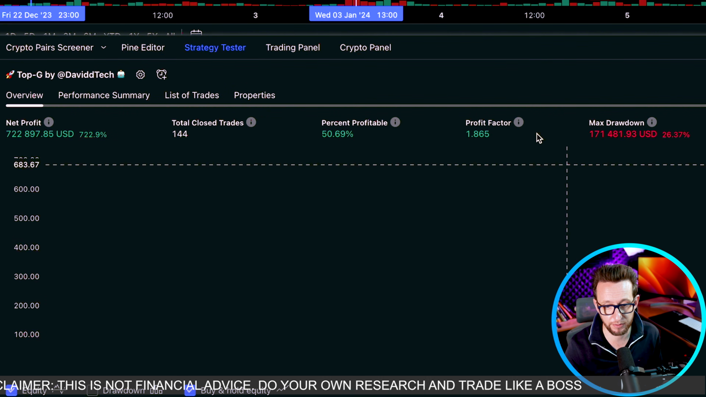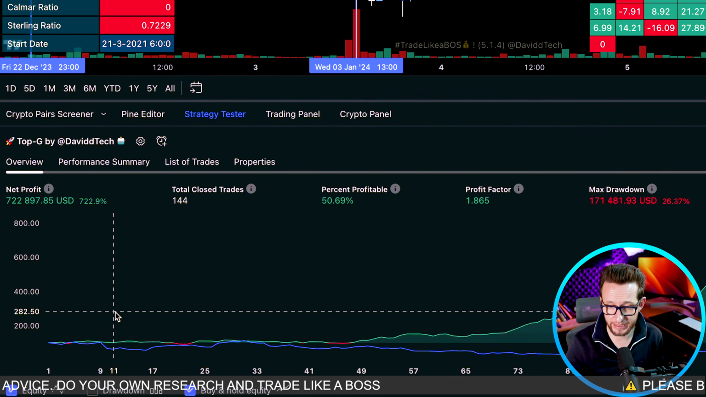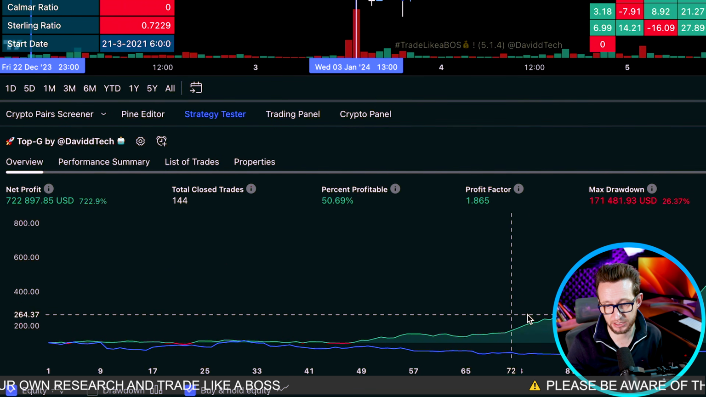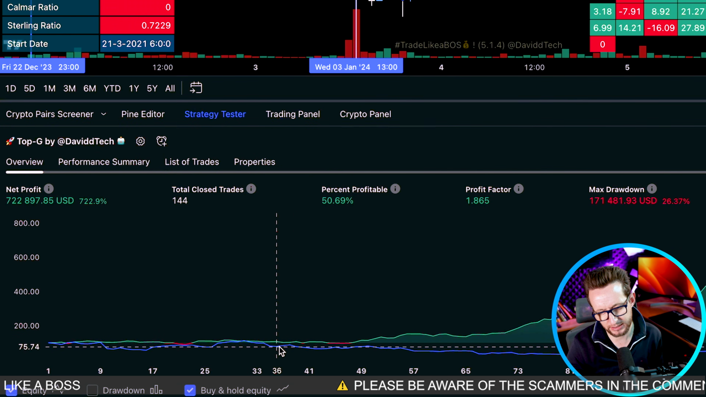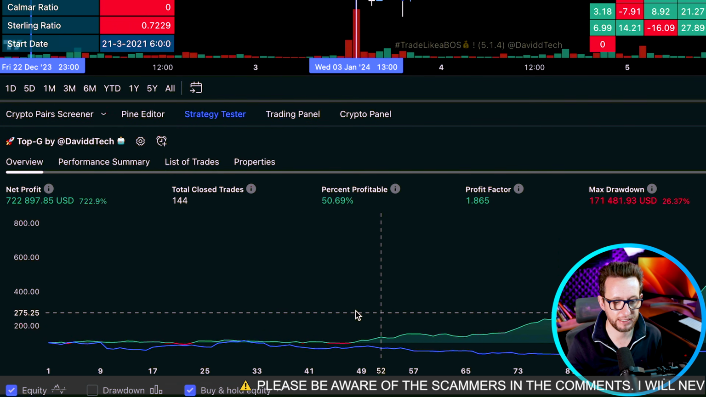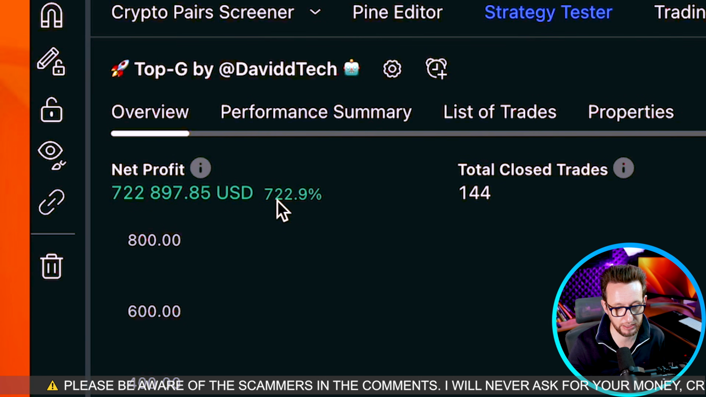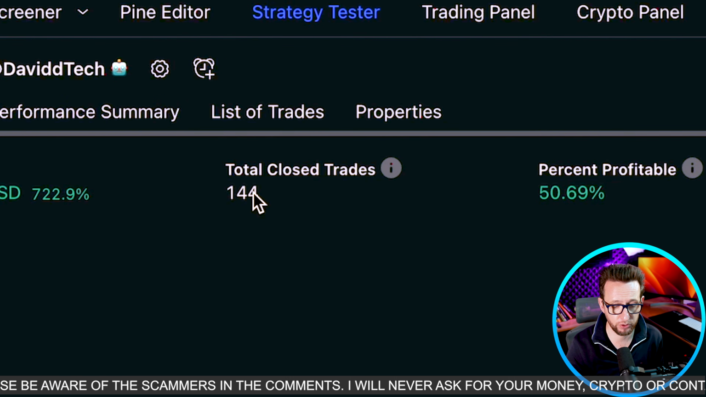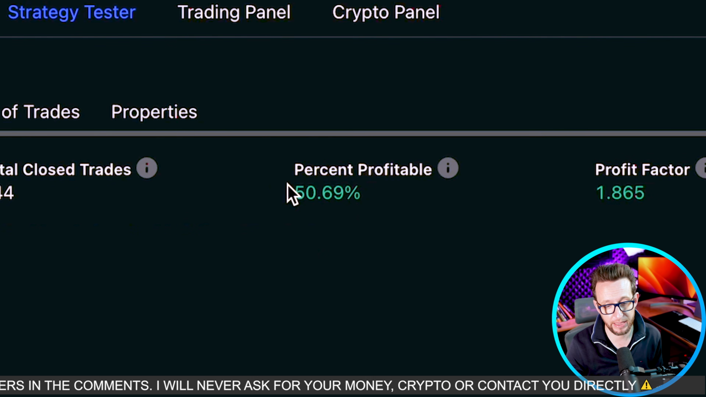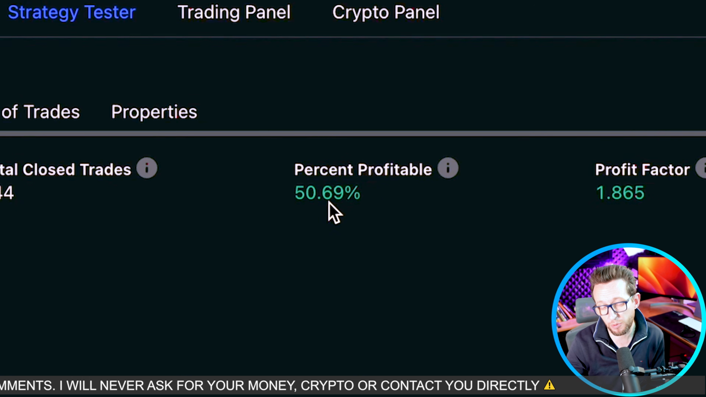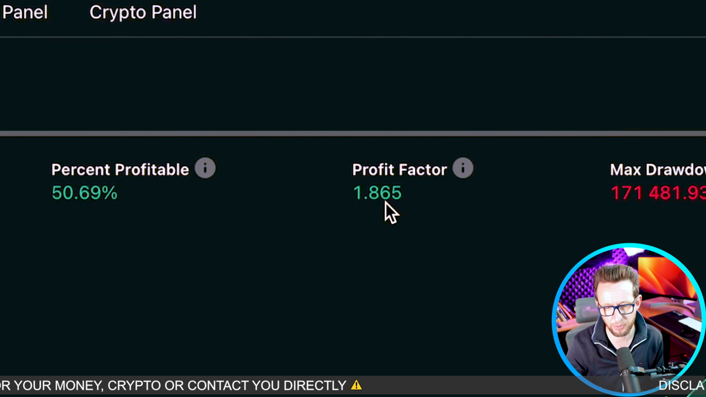Let's have a look at the wonderful equity curve to see whether it is as good as it looks. As you can see, it does look pretty good. As you can see, the equity curve is going in the right direction. When you look at the buy to hold, which is this blue line below, we're obviously on a winning trading strategy. We have a net profit of 722%. 144 closed trades, which is a good number to start. We have a percent profitable of 50, almost 51%, 50.69%, a profit factor of 1.86.